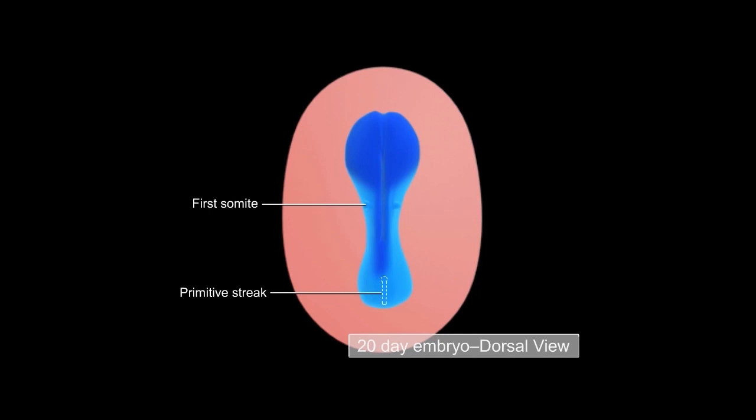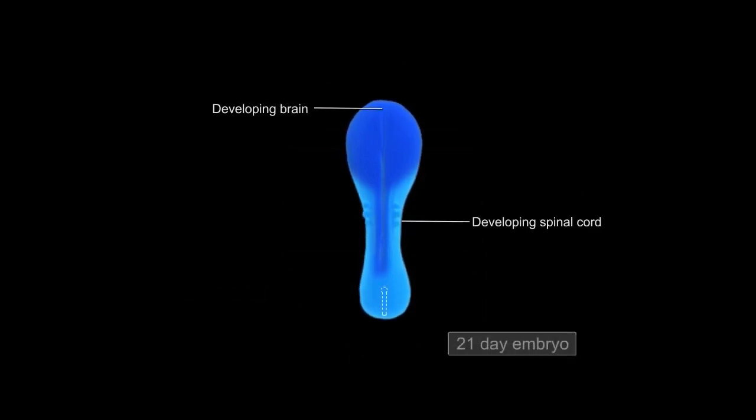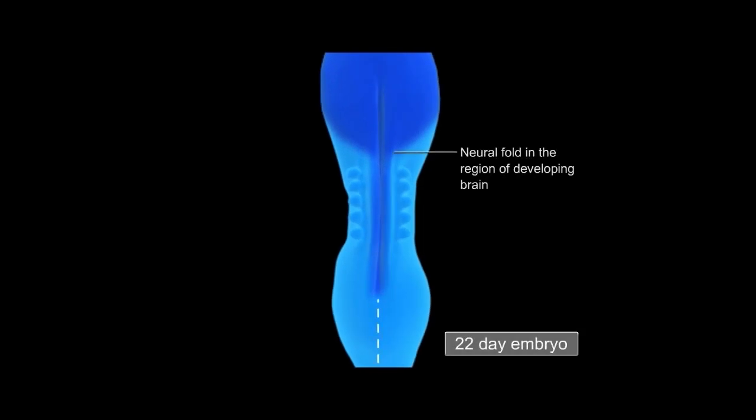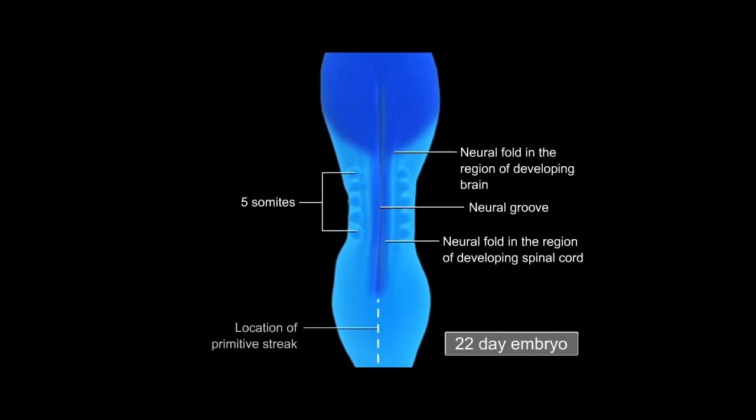Let us look at the dorsal aspect of an embryo during the early period of somite formation. You can see the neural folds merging in different regions to form the spinal cord and brain. By day 21, there are 3 to 4 somites in the primitive streak, which is regressing. Within the next 2 days, the neural tube is formed with openings at each end, the cranial neuropore, which closes by day 25.